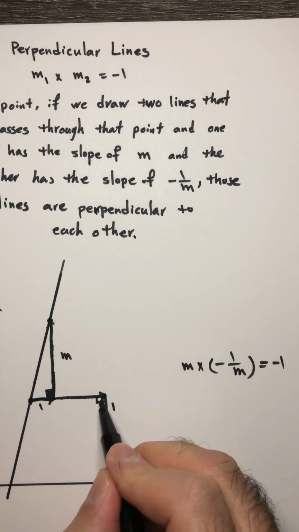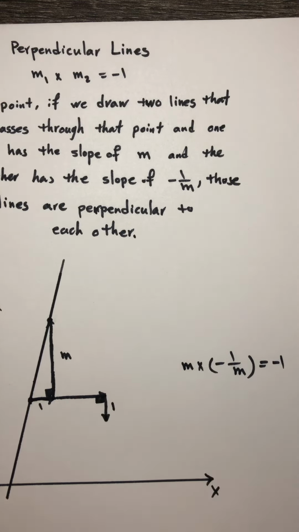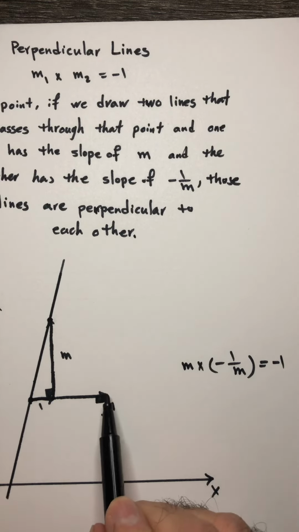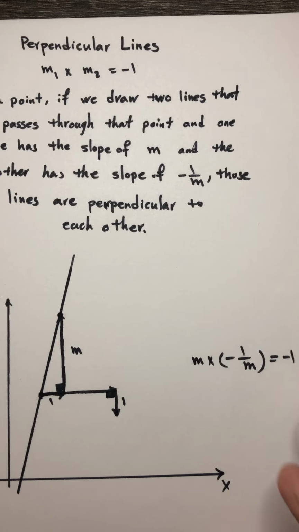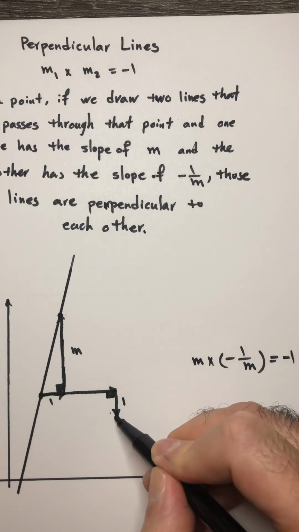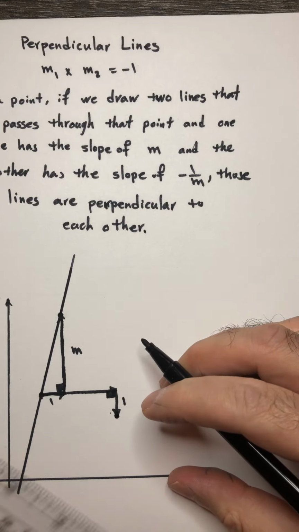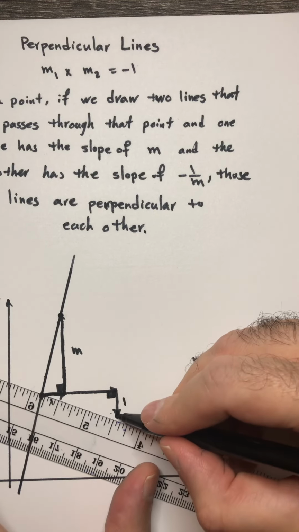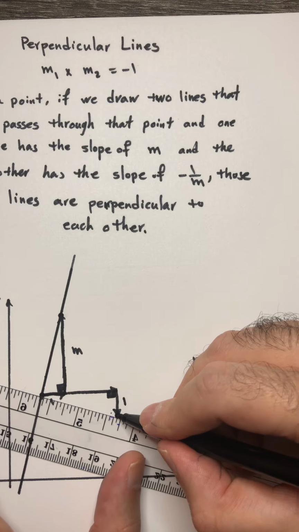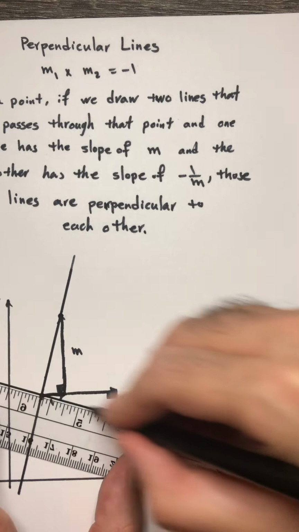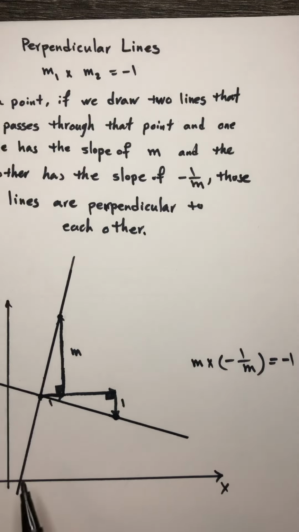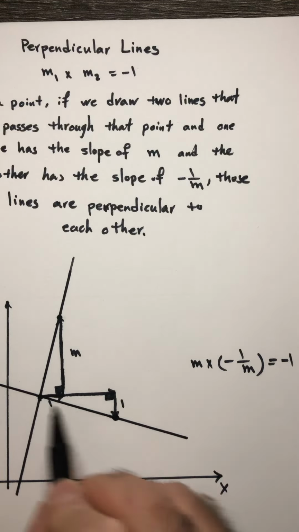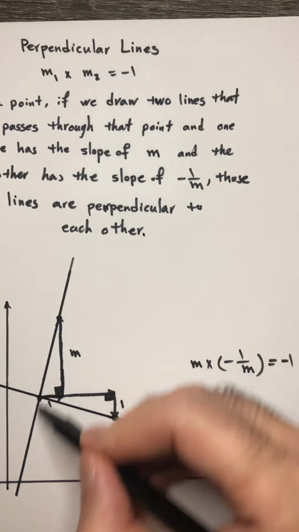And note that this is also a right angle, because this is horizontal and this is vertical. So now if we connect this point to the given point, this is our line. Now we want to show that this line is perpendicular to this line.